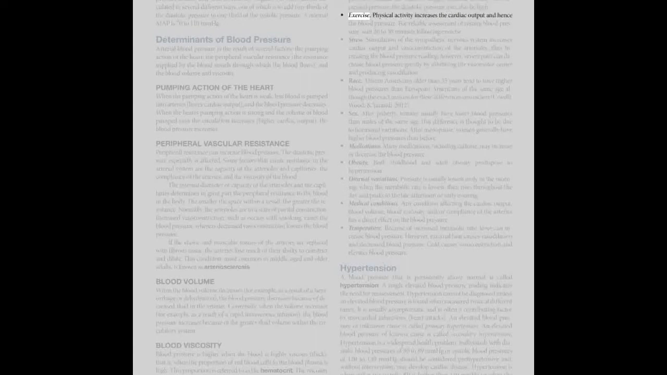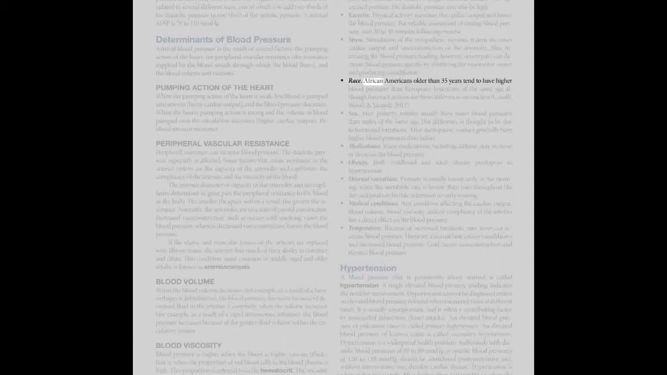Exercise. Physical activity increases the cardiac output, and hence the blood pressure. For reliable assessment of resting blood pressure, wait 20 to 30 minutes following exercise. Stress. Stimulation of the sympathetic nervous system increases cardiac output and vasoconstriction of the arterioles, thus increasing the blood pressure reading. However, severe pain can decrease blood pressure greatly by inhibiting the vasomotor center and producing vasodilation.